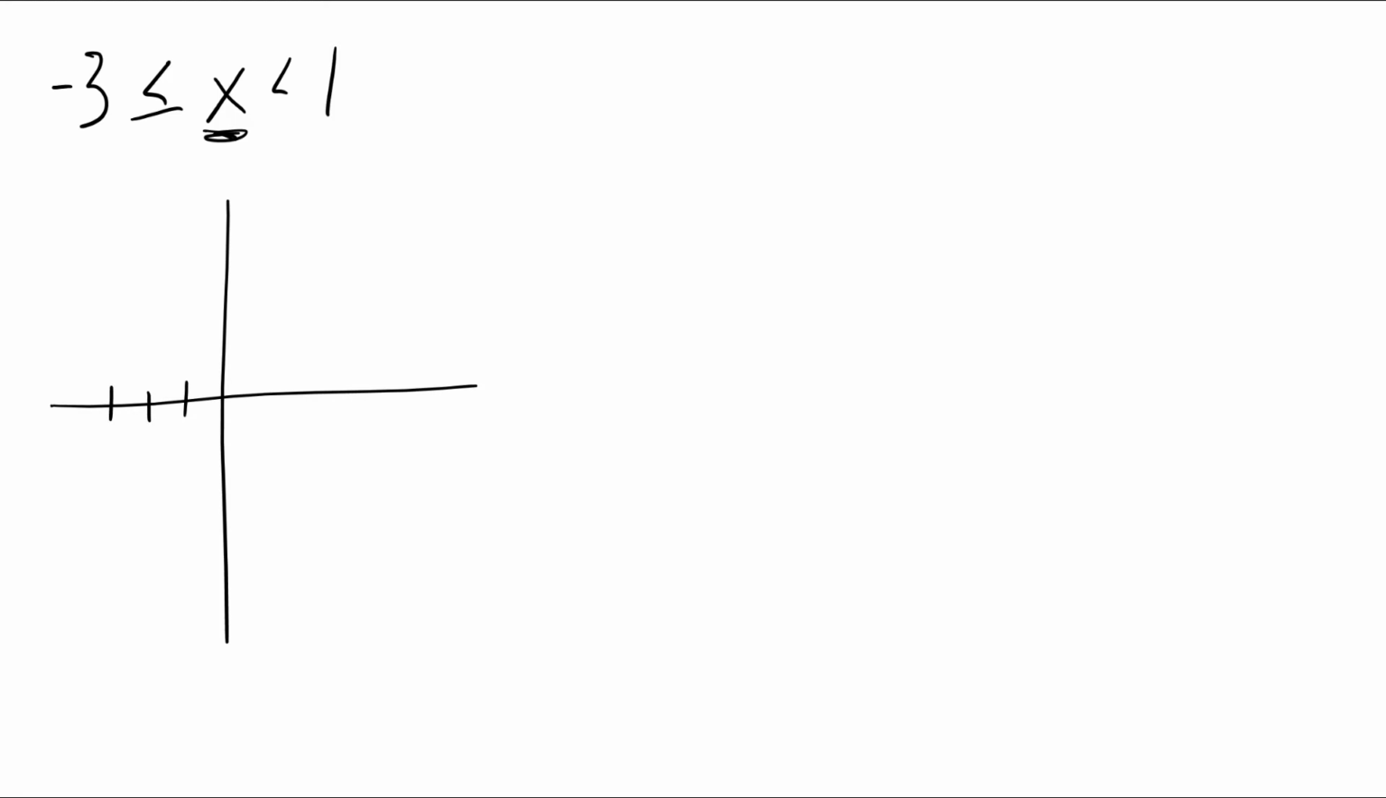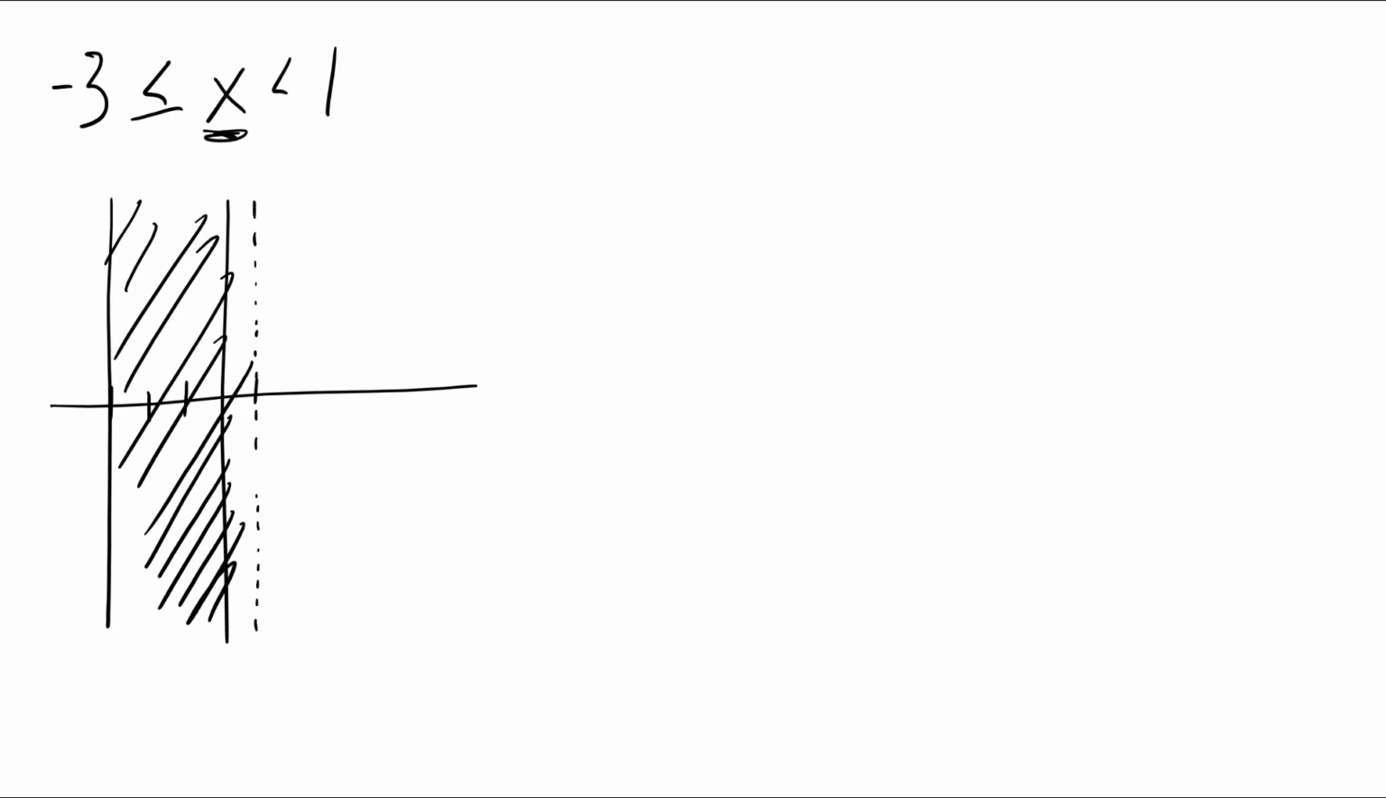we have -3 there, and it's less than or equal to, so we would draw a solid line through that. And then we have x is less than 1, and that's a strict inequality, so we draw a dashed line through there. And then, since x is greater than or equal to -3 and less than 1, we would shade in between those two lines. So it's just going to be shaded in between the vertical line at x equals -3 and the vertical line where x equals 1.